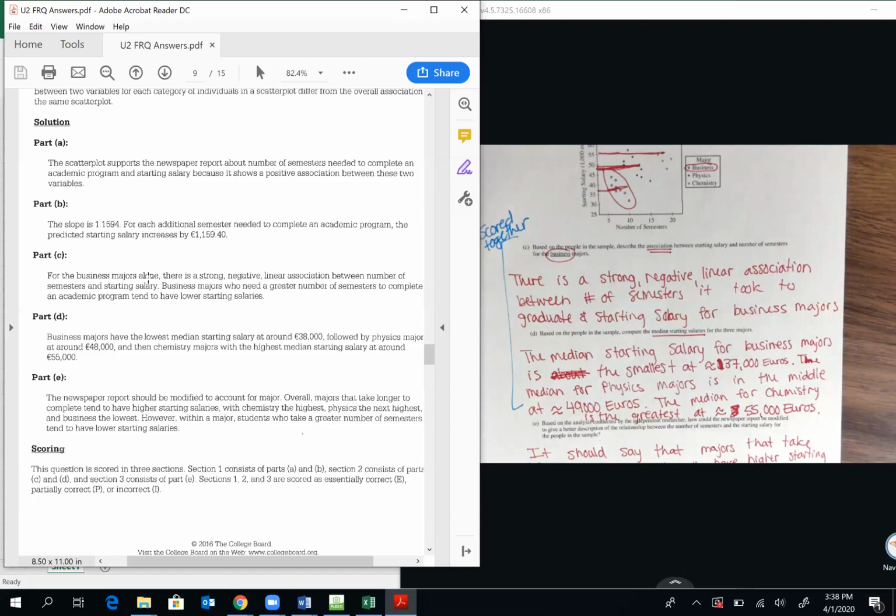and that's true for all of these sorts of things. So what I said, the median starting salary for business majors is the smallest at approximately 37,000 euros. The median for physics majors is the middle at approximately 49,000 euros. The median for chemistry is the greatest at approximately 55,000 euros.